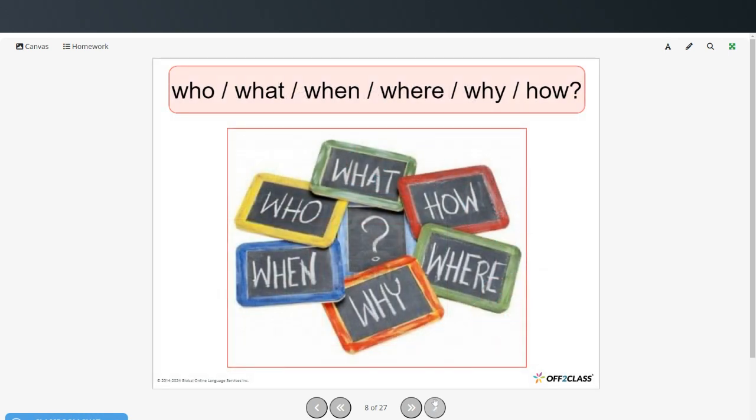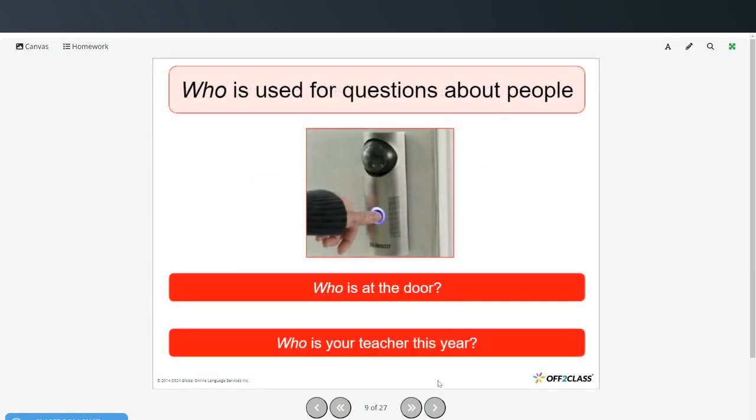All right, now we're going to talk about who, what, where, when, why, and how. And these are sometimes referred to as the WH words or the question words. And we use these often to ask for information type questions. So who is used for questions about people? Who is at the door? Who is your teacher this year?